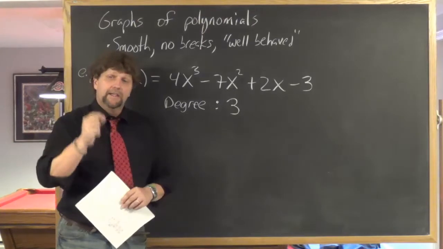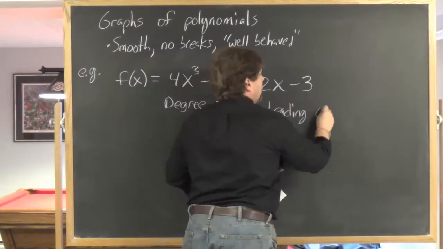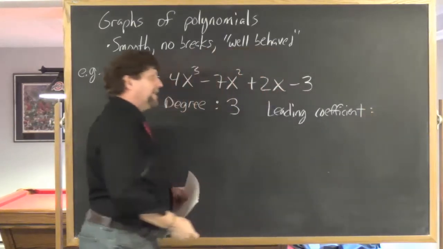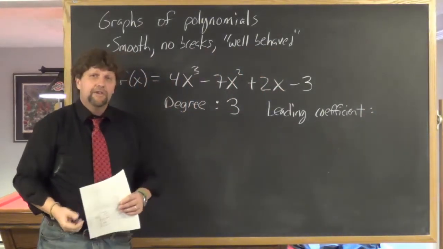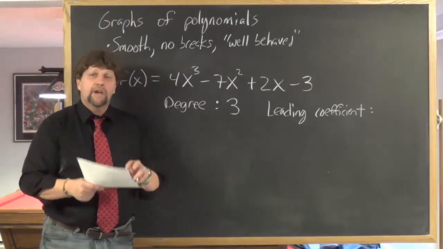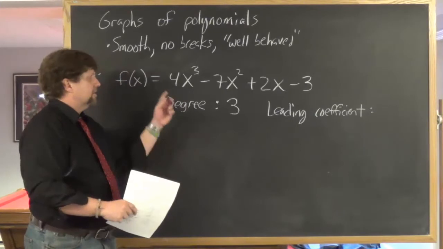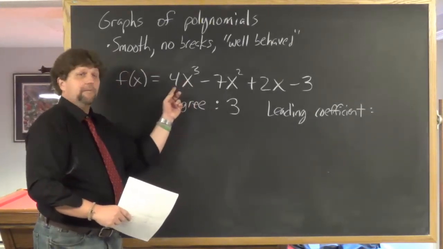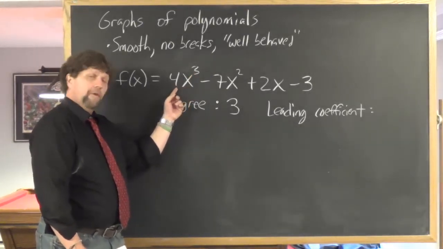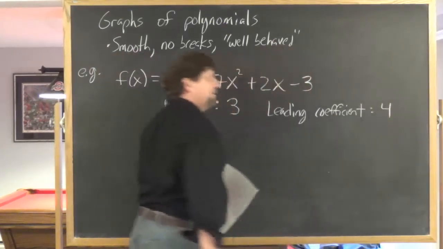The other thing that I need you to be able to determine for every polynomial function, besides the degree, is the leading coefficient. So let me write that down, the leading coefficient. Quite simply, the leading coefficient is the coefficient. Remember, coefficient's a fancy name for number. The leading coefficient is the coefficient that's with the term that is giving you the degree. So this is the term that's telling me the degree of the polynomial, the degree 3. The coefficient here is a 4. That's the leading coefficient. So the leading coefficient is 4.